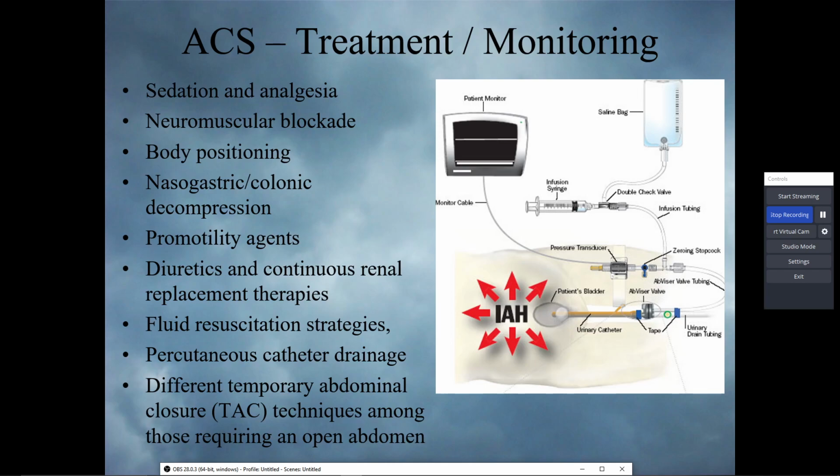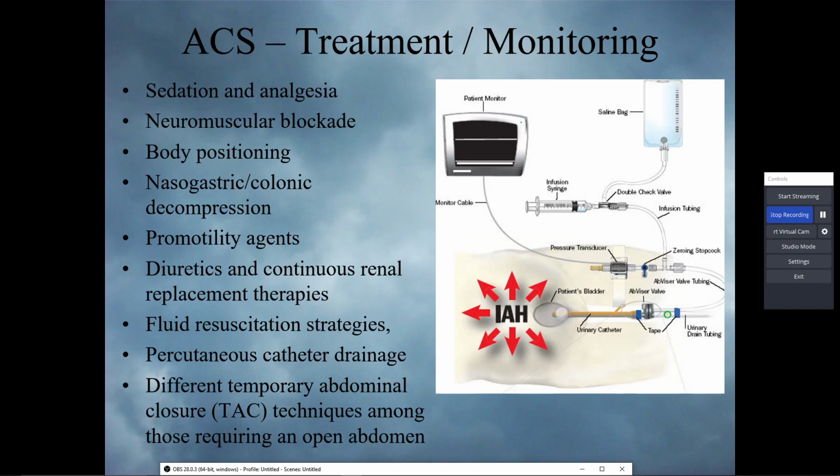This does require a very specific type of Foley, and it does have to have a Luer lock system that can accept a transducer setup going to a saline bag with back pressure, and it must be zeroed. And we are going to monitor intra-abdominal pressure to assess for intra-abdominal hypertension.